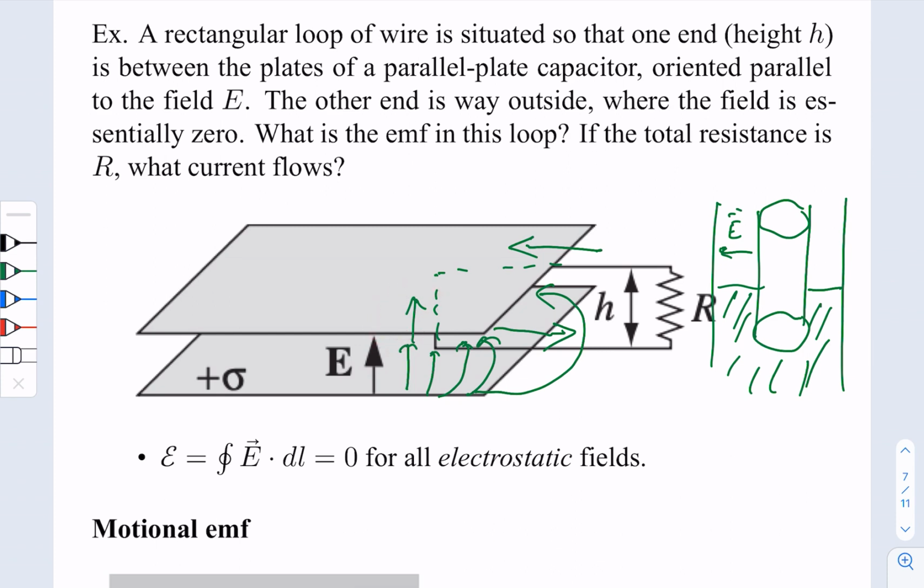Because this is a static problem, we are guaranteed that the E dot L integral is 0, because there is no power or no source contributing to this problem.